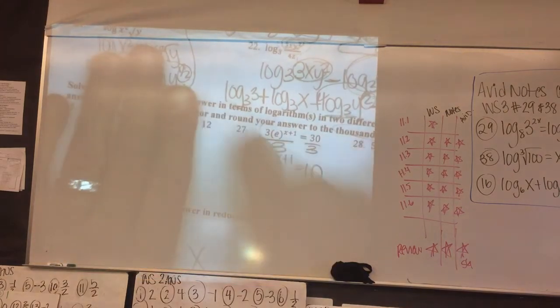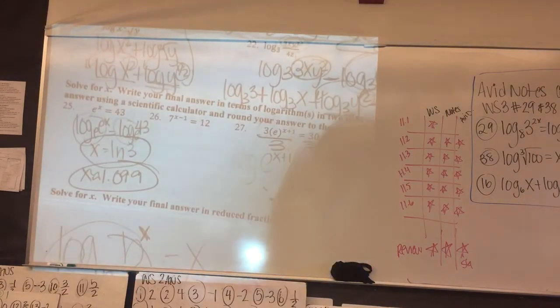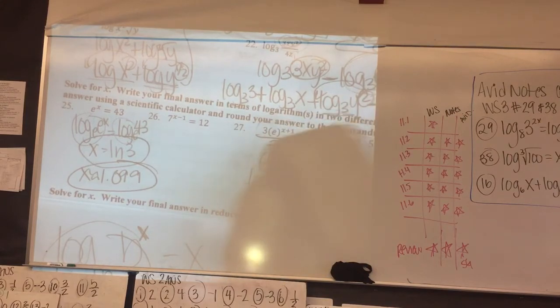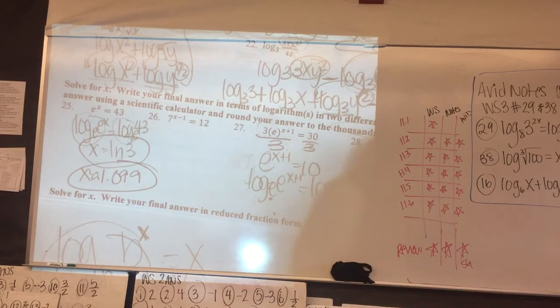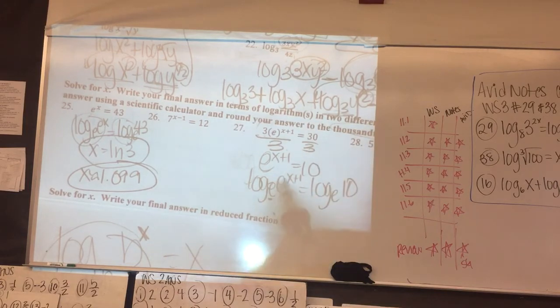Let's do it on the next slide. So I'm running out of room. Log base e to this side and log base e to this side. Okay, so these will cancel. I'm left with just x plus 1. And log base e, that's ln.